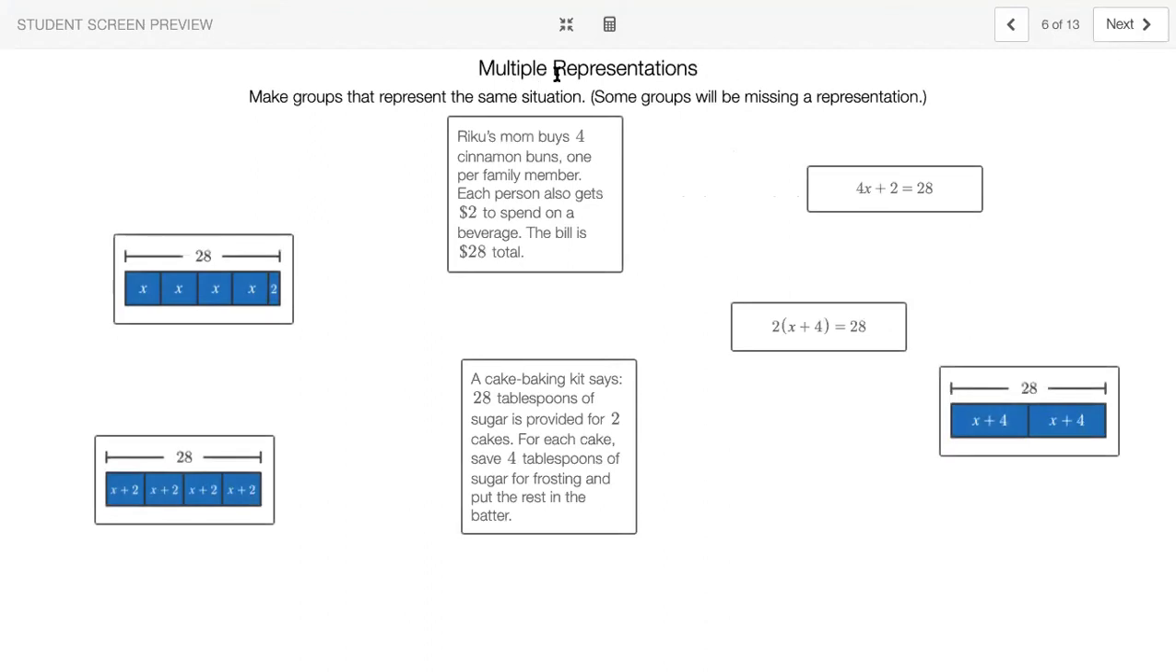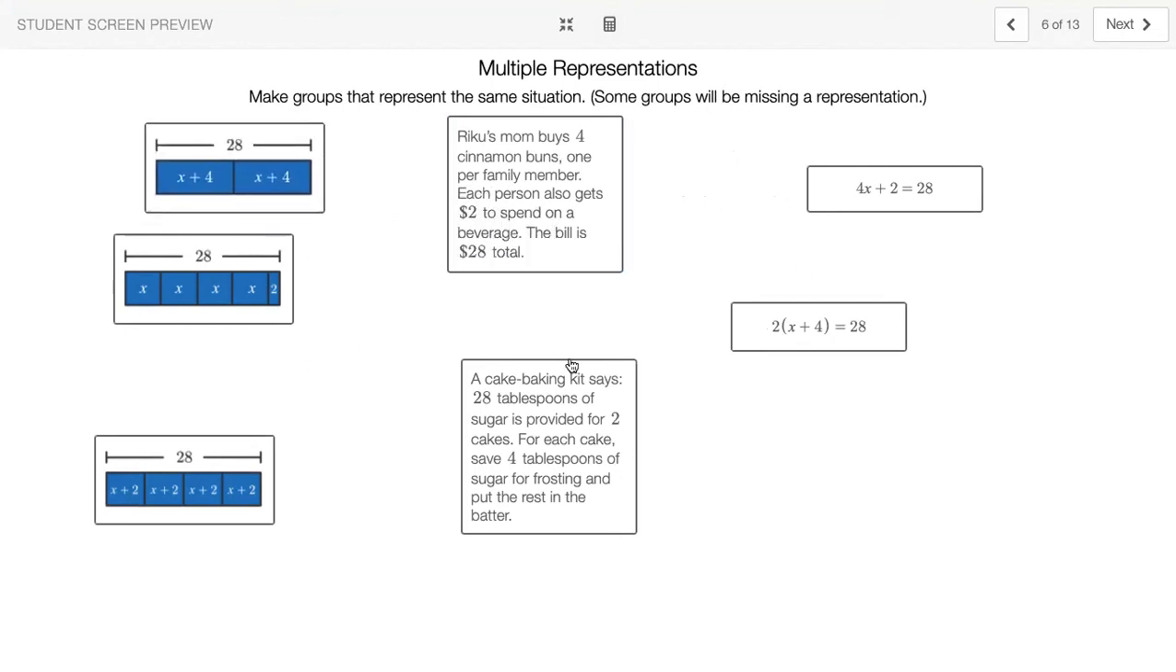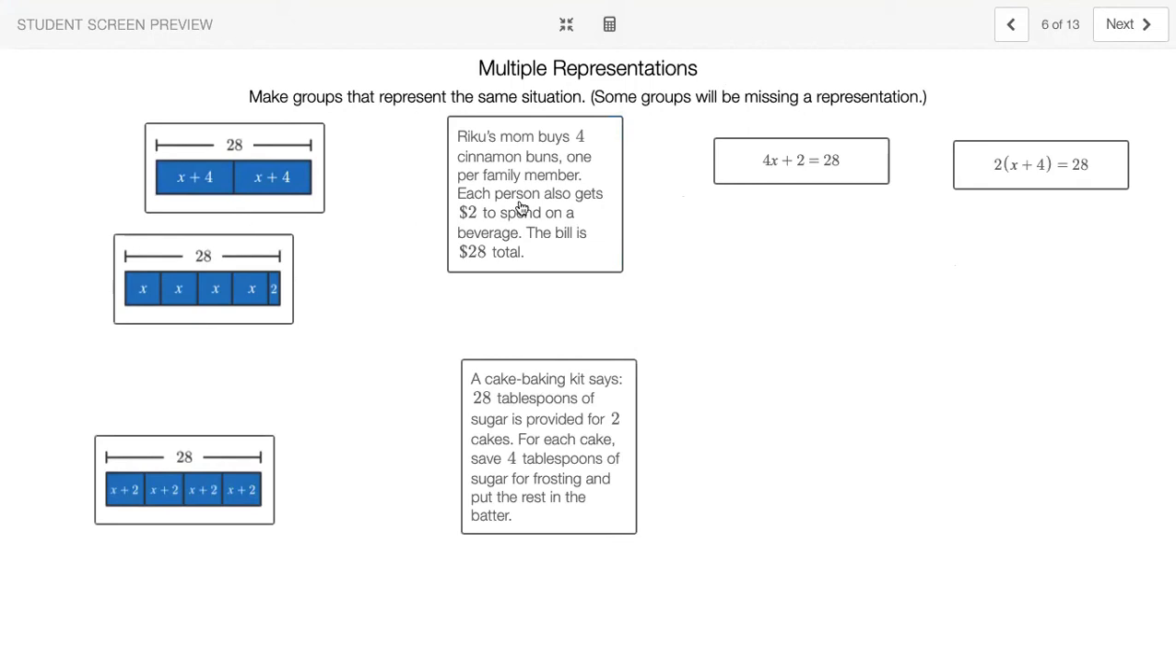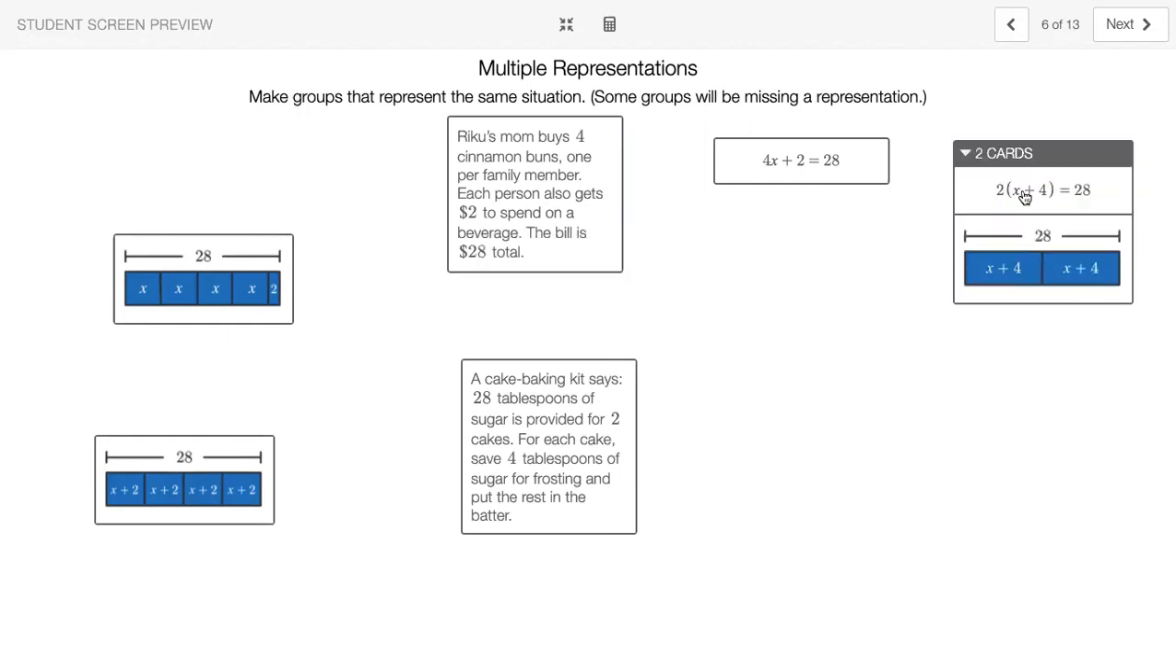All right, now I have to match up, make groups that represent the same solution, same situation. Some groups will be missing a representation. So I've got 3 tape diagrams, 2 equations, and 2 word problems. I'm going to match up the equations and the tape diagrams first. So I've got 2x plus 4 equals 28. That would be this one, because I have 2 sets of x plus 4. That's why there's a 2 in front, and all of that is equal to 28.